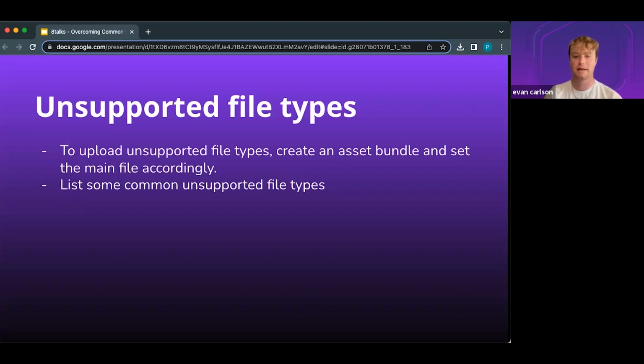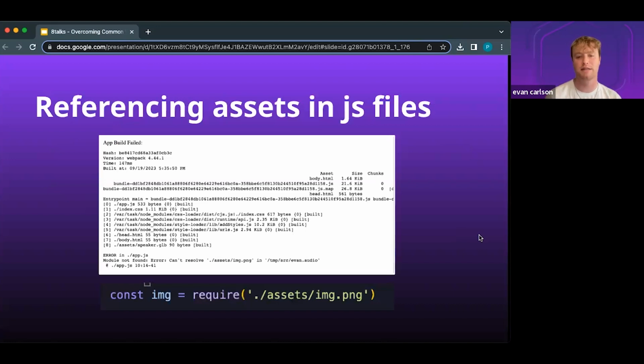Cool. Next, another common question we get is, how do I reference an asset in a JavaScript file? A lot of times someone will reference a relative path. For example, in the screenshot below, I am creating an image variable, and if I remove this require statement, it's really just a string, and this is going to throw a build error, which is shown right above the code snippet. So this looks really scary.